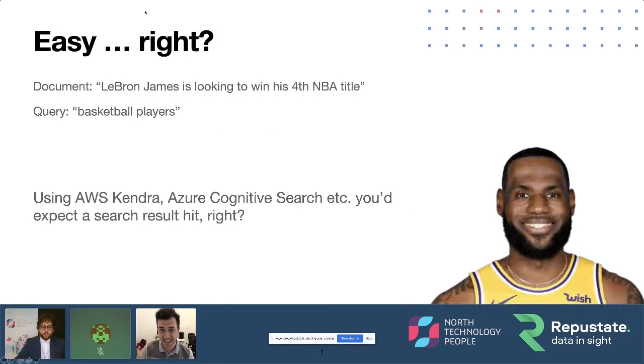But you would think that some of these are pretty easy, right? Like if there was a document that said LeBron James is looking to win his 4th NBA title, and I queried basketball players, that should come back, right? That seems like common sense.